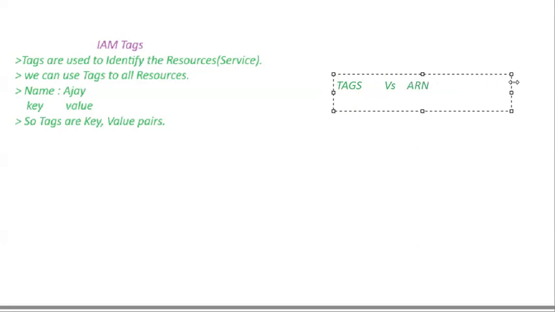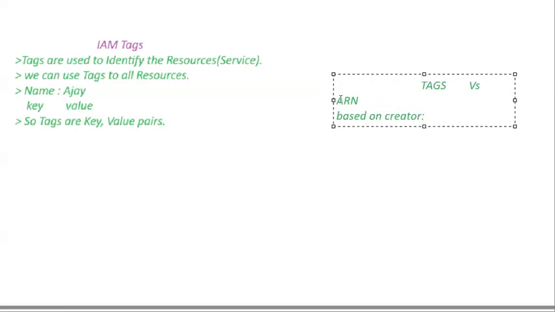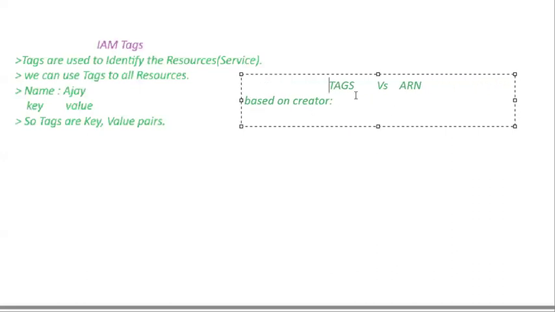Tags versus ARN. So now you can tell me, tags are created by whom? Based on creation, let us separate them. Based on creator, who creates these tags? We only write. We create the tags by using key-value pairs. That means who creates? Us. We create the tags.